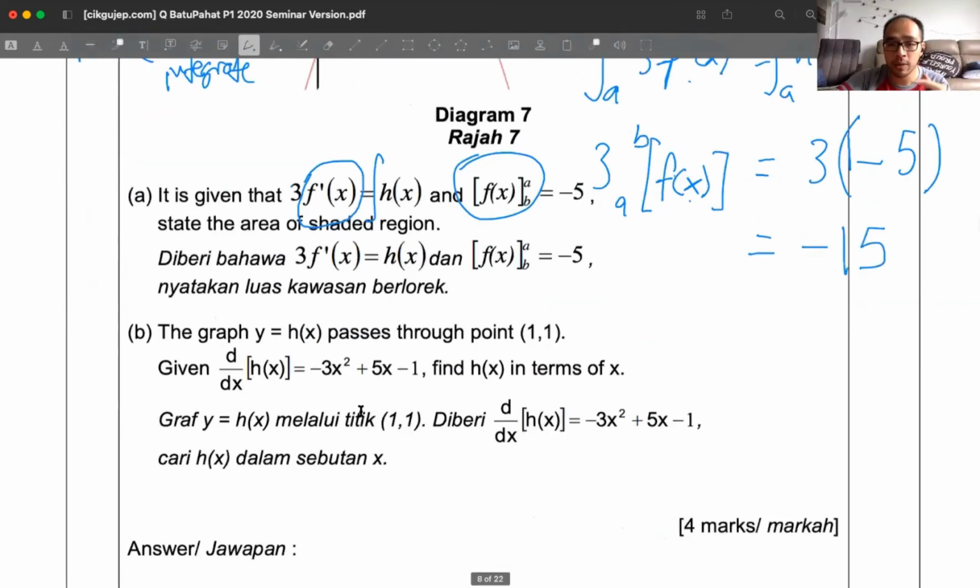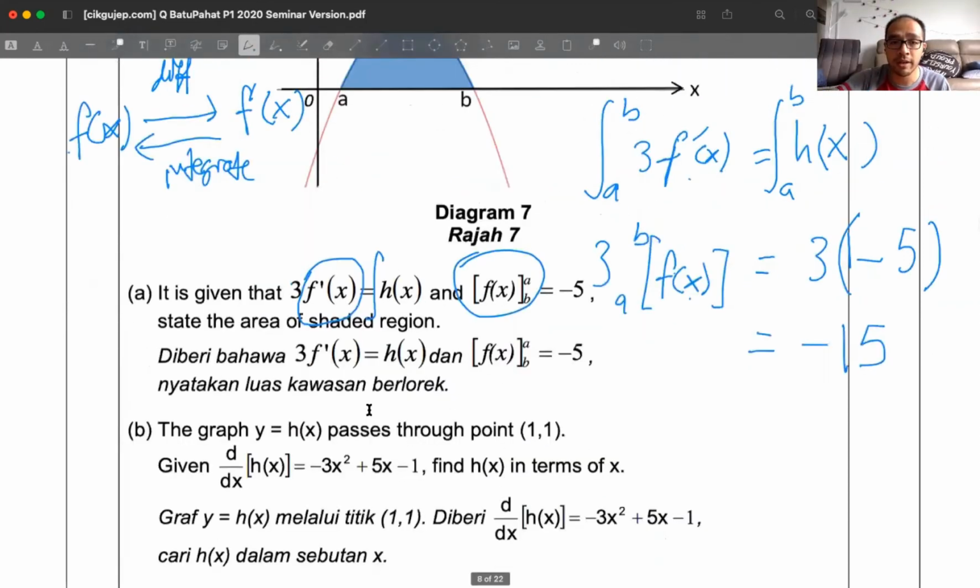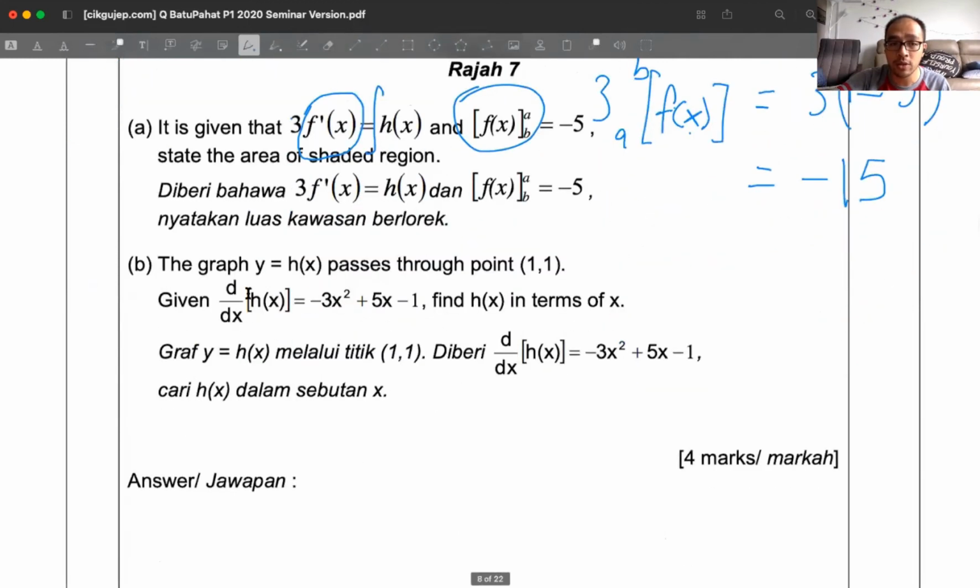This next part I won't answer because this is a very standard question. The graph passes through this point. When you differentiate this, you get this. So if you want to find h(x), you just integrate this. I said I would not answer, but I will answer in the end. So h(x) is the integration of -3x squared plus 5x minus 1.